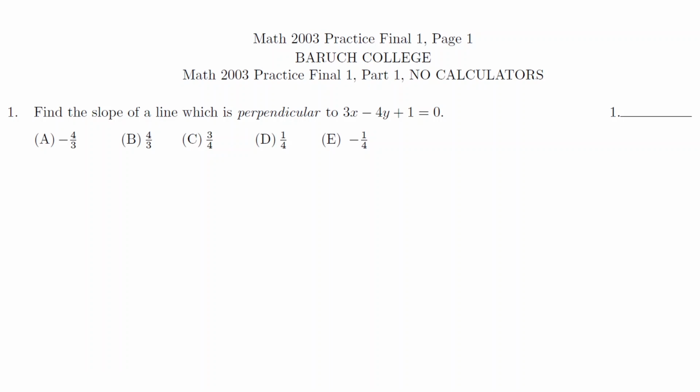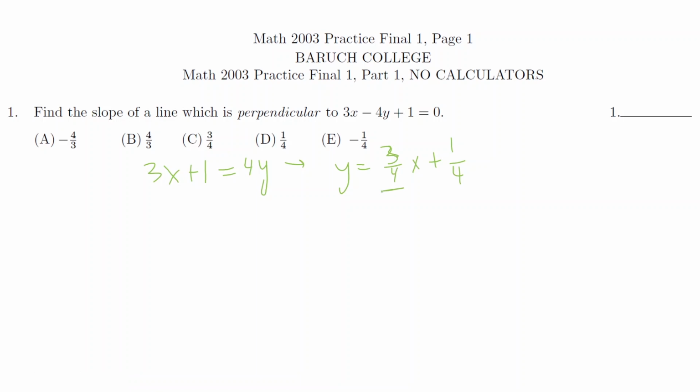The first step is to always solve for y. For that, I have to do the following: 3x plus 1 equals 4y. I'm pretty much moving 4y to the other side. Therefore, divided by 4, y equals 3 over 4 x plus 1 over 4. So in this situation, we know that the slope of this line is 3/4.